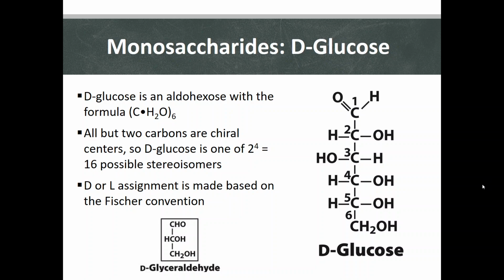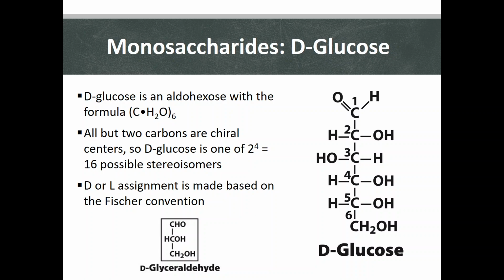So you've heard me say this a number of different times now. I'm trying to hammer this idea in that the overall configuration is defined based on the chirality, or the configuration, at the chiral center furthest away from the carbonyl group. And this is true for all D sugars. All D sugars have the same absolute configuration at the asymmetric center furthest away from the carbonyl group relative to D-glyceraldehyde.